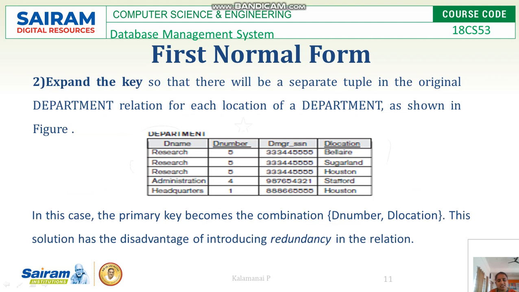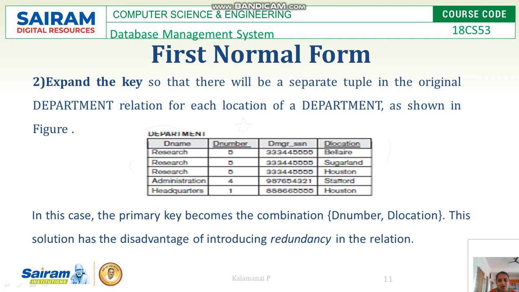The second technique is to expand the key. We can expand the key with the corresponding tuples. For example, the research department is located in 3 different places, so 3 separate tuples are made. Department name research, number 5, and one location, and department name research, number 5, and Sugarland. Like that we should make it. Okay, so this is another technique. Here the problem is the same: the data are repeated. The other data present in the tuple is repeated over here.